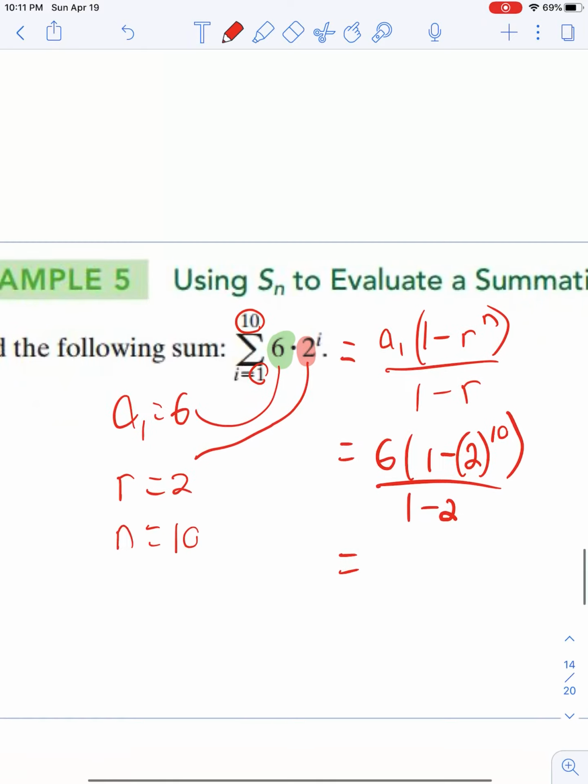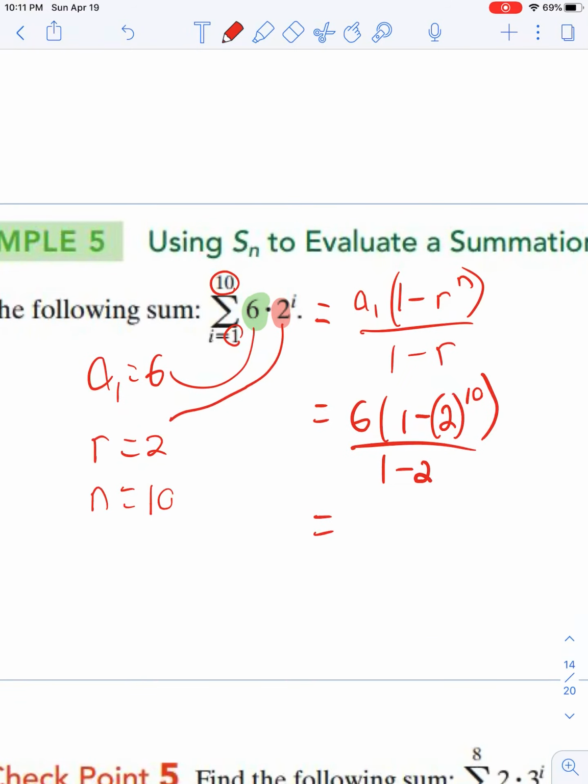Okay. So we're going to do the same sort of thing. We're going to have 6 times 1 minus 2 to the power of 10. This one's a little easier for me to do. 2 to the power of 10 is going to be 1,024, divided by -1. Okay, so when we do this, we're going to have 6 times negative 1023, divided by -1.